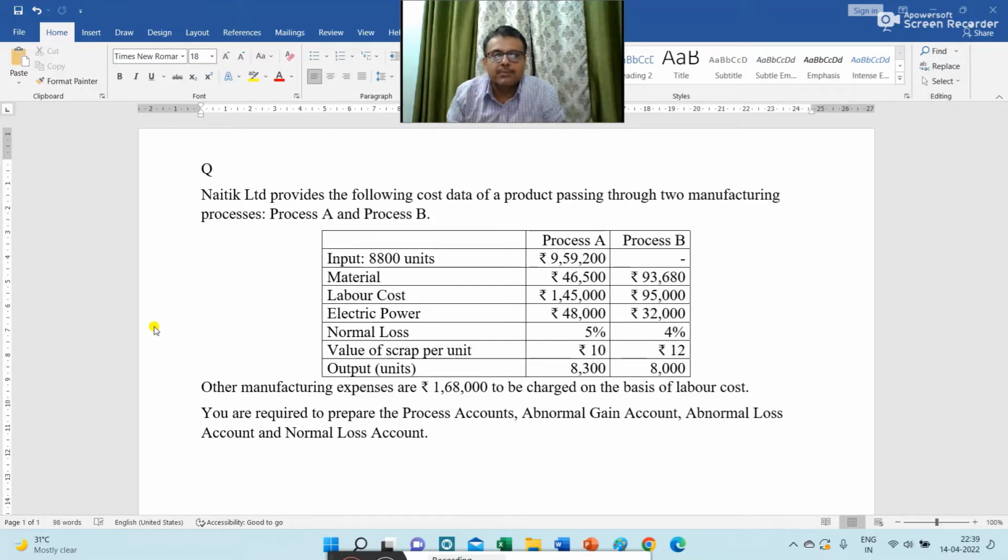Normal loss in process A is 5%. And normal loss in process B is 4%. Value of scrap per unit rupees 10 under process A and rupees 12 in process B. Other manufacturing expenses are rupees 1,68,000 to be charged on the basis of labor cost. You are required to prepare process accounts, abnormal gain account, abnormal loss account and normal loss account.